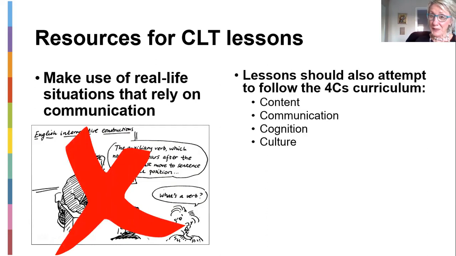So we're going to follow the 4 C's in the curriculum. In a CLT lesson, we have content that's meaningful and relevant to them. We're going to use communication. They're going to talk, discuss and collaborate. They're going to use their higher order skills like evaluating, creating, synthesizing and analyzing, and not only remembering and understanding. And we're also going to be very cognizant of their cultures.